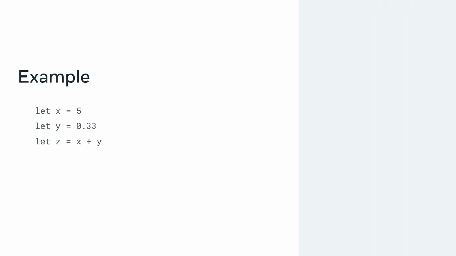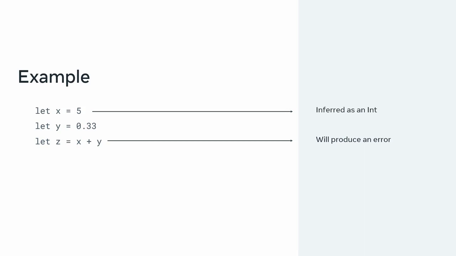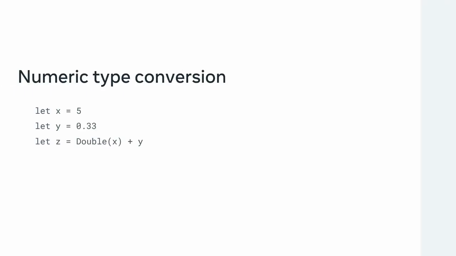Finally, let's explore numeric type conversion in Swift. Recall that you learned that Swift is a strongly typed language, which means that Swift uses type inference to determine the initial type of all your variables and constants. So, what would happen if you tried to combine data types such as int and a float? For example, if x has a value of 5, y has a value of 0.33, and z is equal to x plus y, the operation will fail to compile and produce an error. This is because Swift infers x's value as an int and y's value as a double, and different types can't be added together. To solve this issue, the variable x needs to be converted to a double.